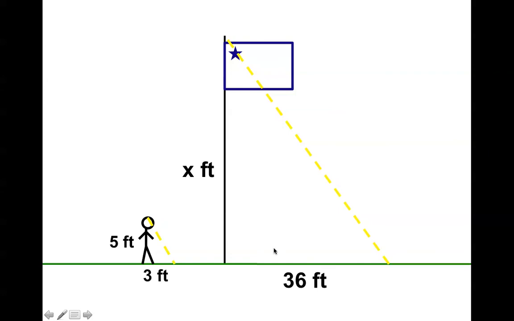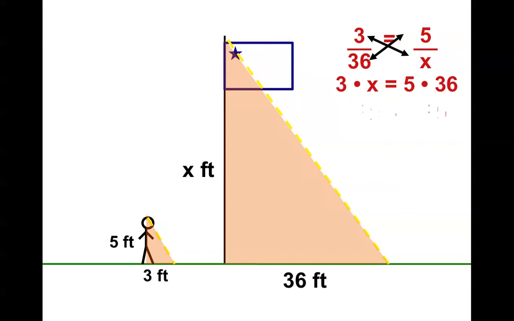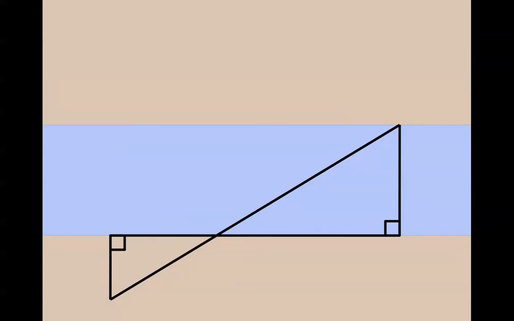Do you notice the two triangles? Are they similar? Well, since the light is coming from the same sun, yes, they are similar. And we can set them up using a proportion. Do you see the triangles? All right, and if we set up our proportion properly, we cross multiply, divide, and we end up getting our answer, 60 feet tall.